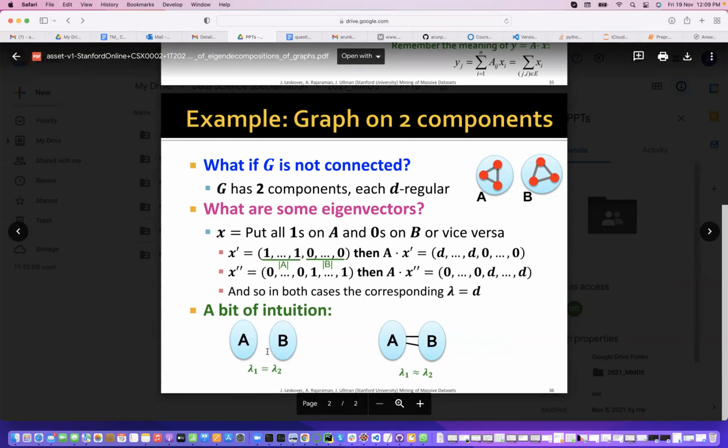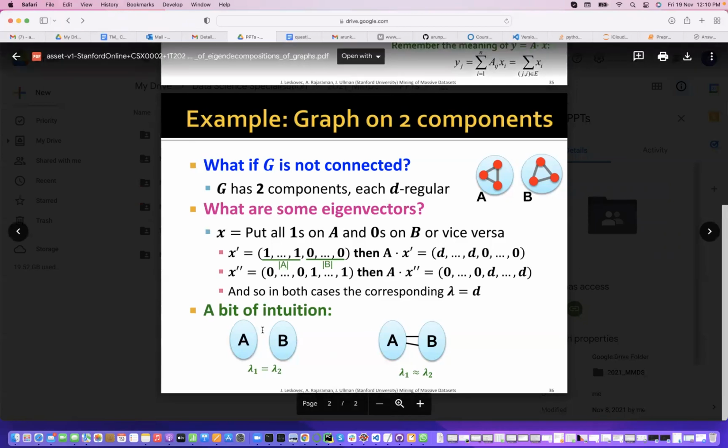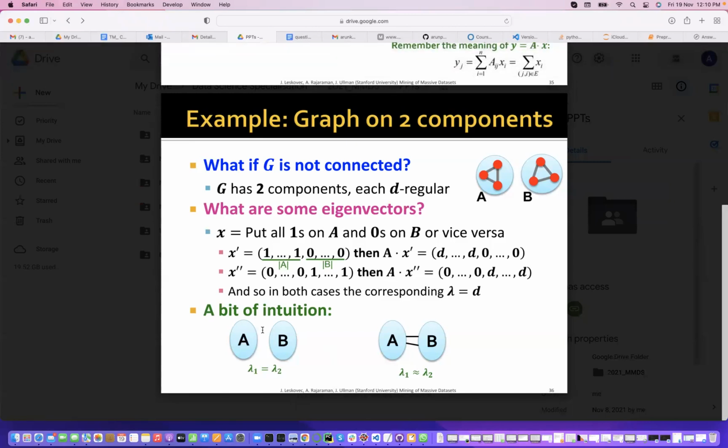If they are not connected and both are D-regular, we are getting lambda equal to D in both cases, right? Yes. So he's saying that if the graph has two components that are not connected and both are D-regular, then you'll get both lambda values the same. Otherwise you may not get lambda values the same, but you may get close lambda values if the entire graph is connected, but still you can make two D-regular graphs.